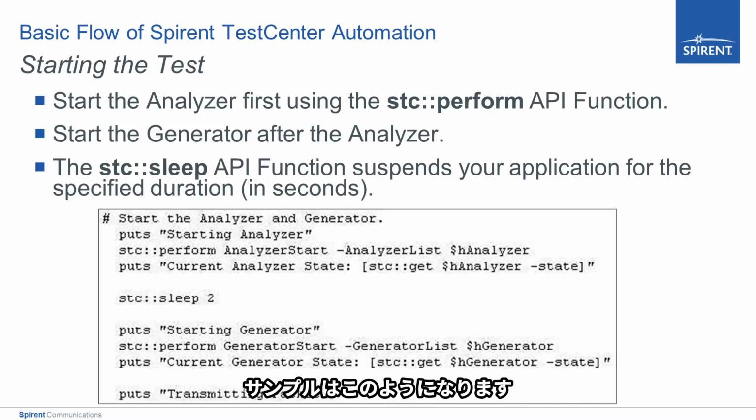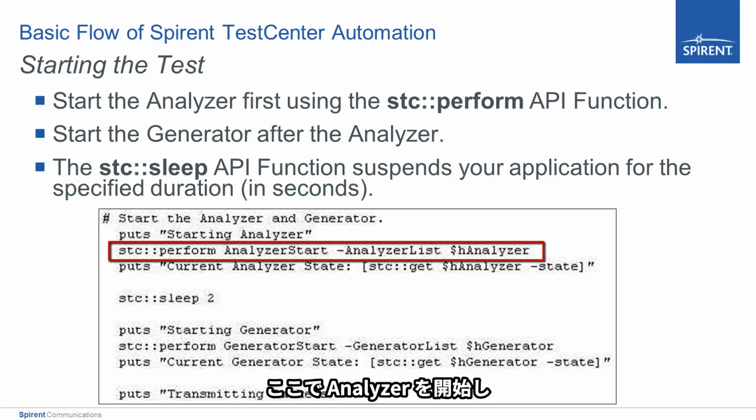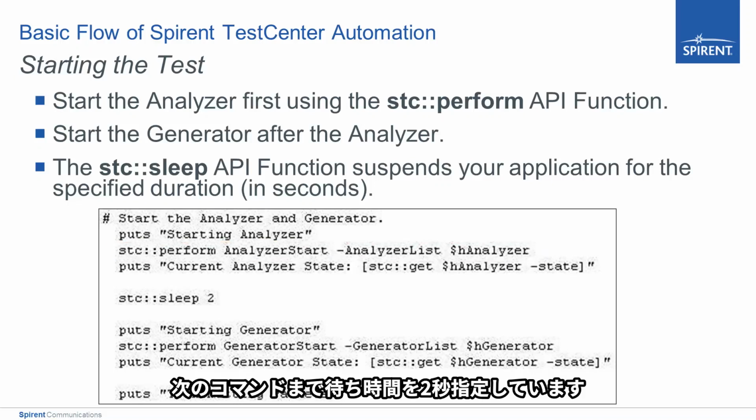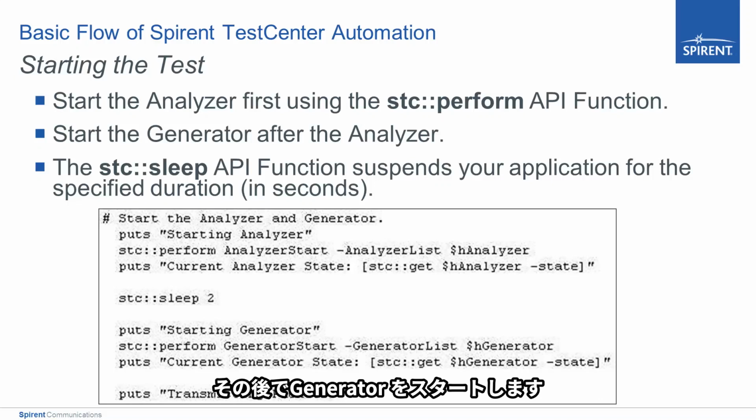If we look at our sample script, we're performing a puts saying we're starting the analyzer, and we perform an STC perform analyzer start, and then the analyzer list is where we're looking for the analyzer object handle. Now the sleep function will just basically suspend the application for 2 seconds, and then you'll start the generator.